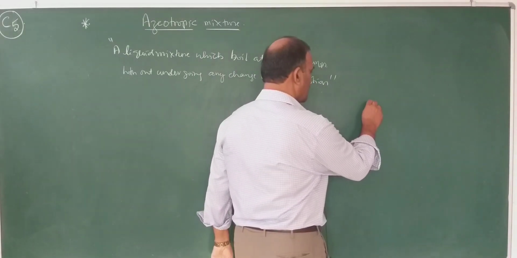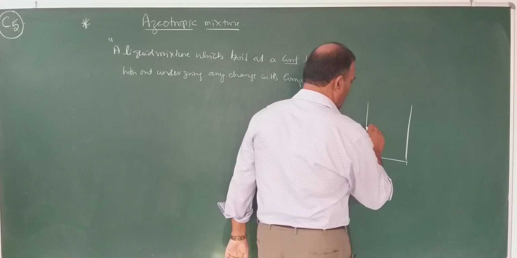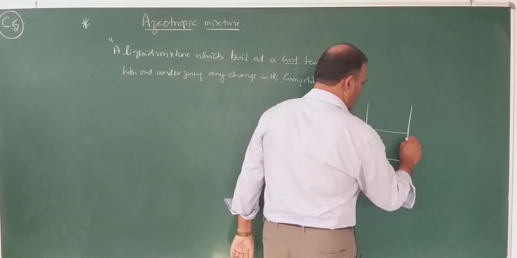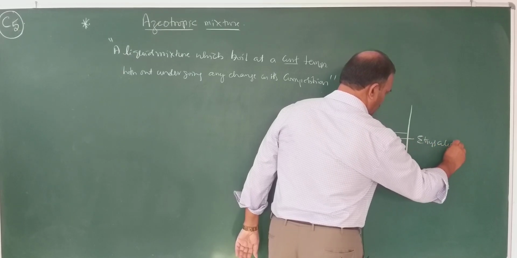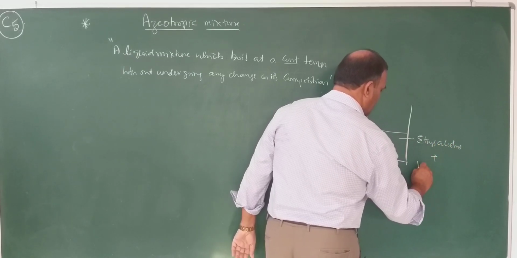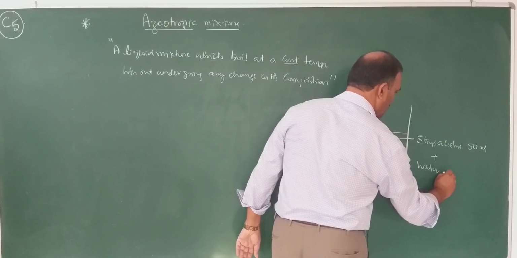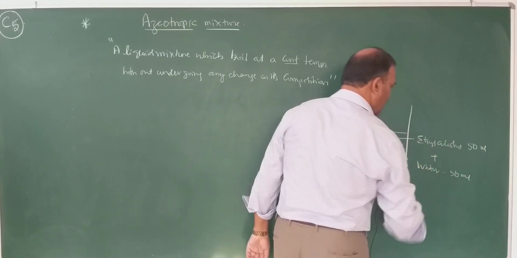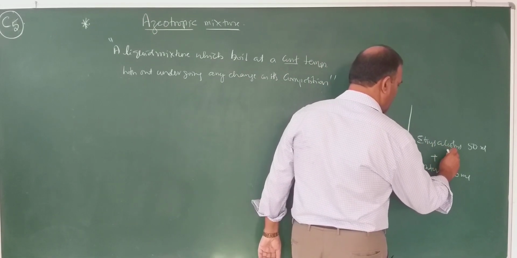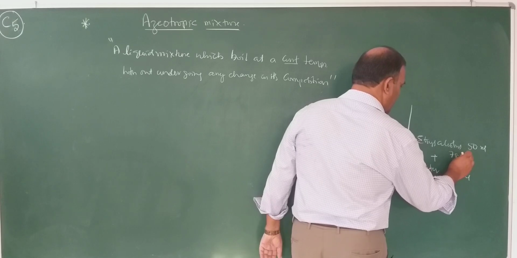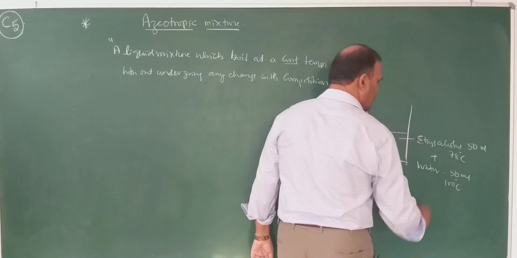So let us consider a mixture of ethyl alcohol and water. Here it is ethyl alcohol and this one is water. Here 50 ml of ethyl alcohol, water is also 50 ml. What is the boiling point of ethyl alcohol? Boiling point of ethyl alcohol is say 78 degrees centigrade. Boiling point of water is 100 degrees centigrade.